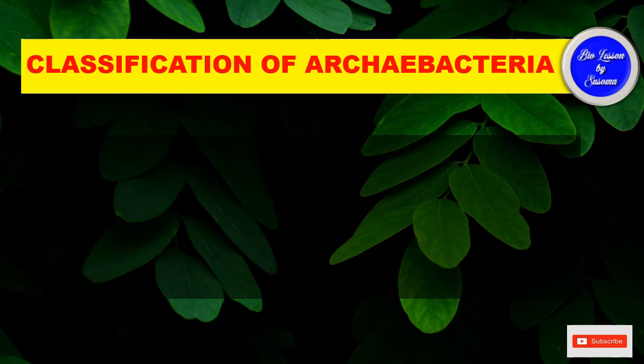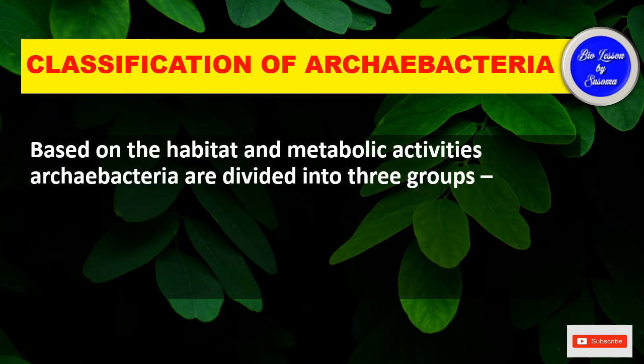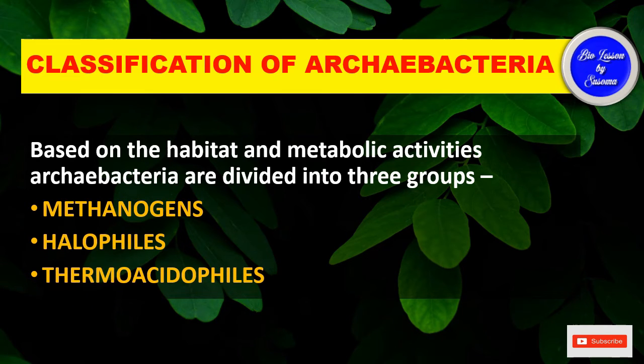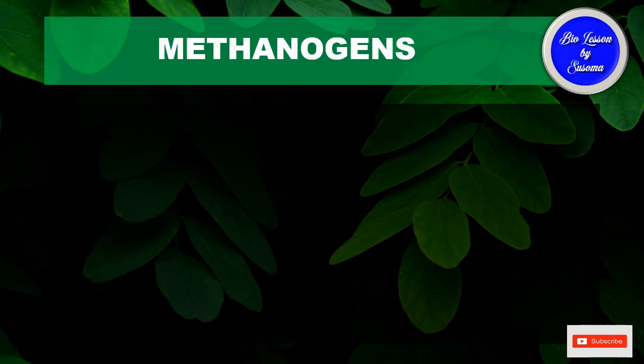Now classification of the Archaeabacteria. Based on the habitat and the metabolic activities, the Archaeabacteria are divided into three groups: Methanogens, Halophiles, and Thermoacidophiles. Now what are Methanogens? Methanogens are obligate anaerobic autotrophs. Now what are obligate anaerobes? Obligate anaerobes are the organisms which can only live in an environment which lacks oxygen.